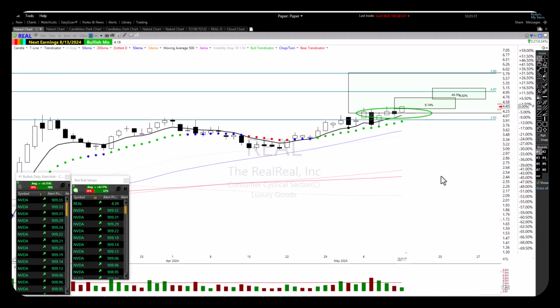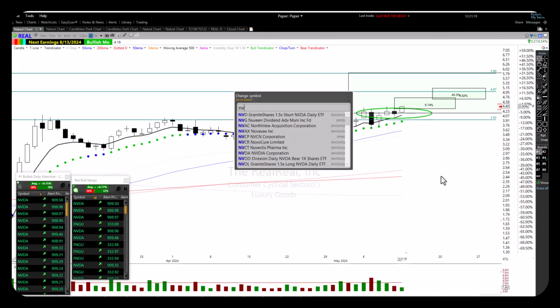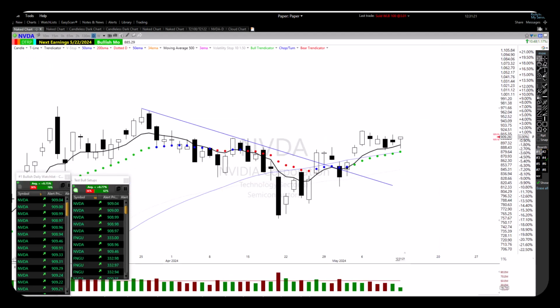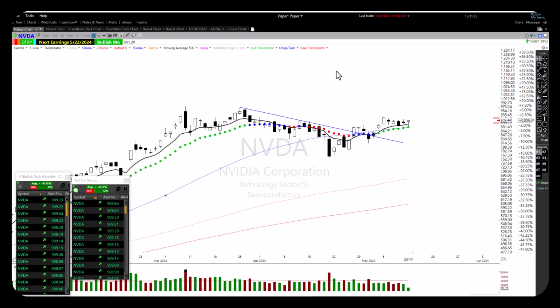Alrighty. Check out NVIDIA. NVIDIA is alerting on this. Remember, we've got the cloud in the background for those that follow the cloud. See how we've pulled back to a nice 3-8 trap right here. Earnings, a couple weeks, so watch that. But chart-wise, look at this. Beautiful trend up.